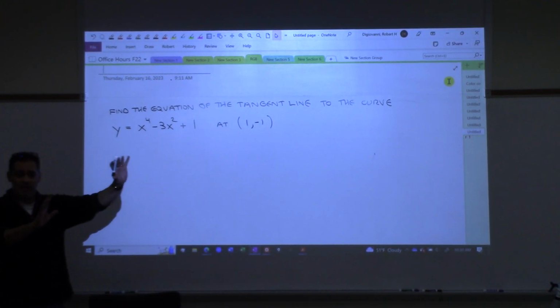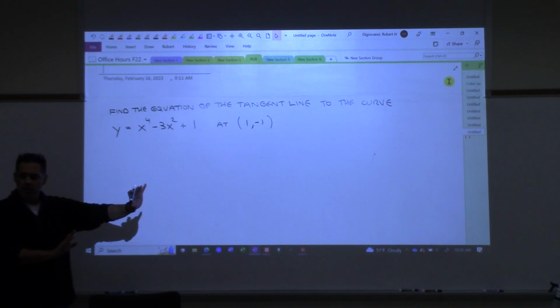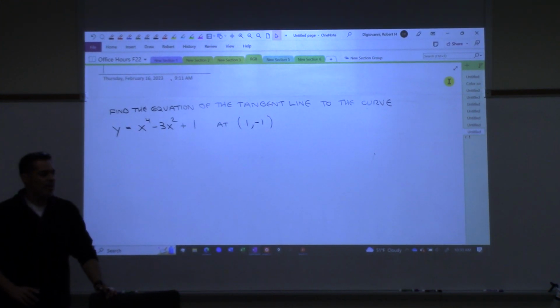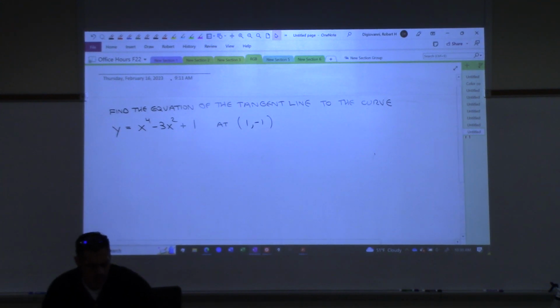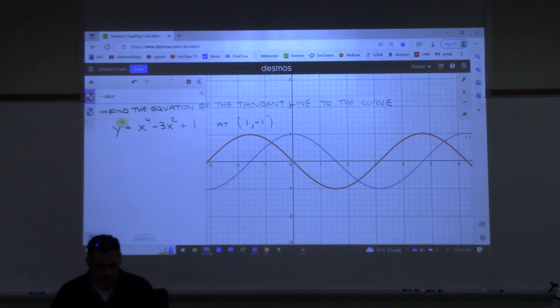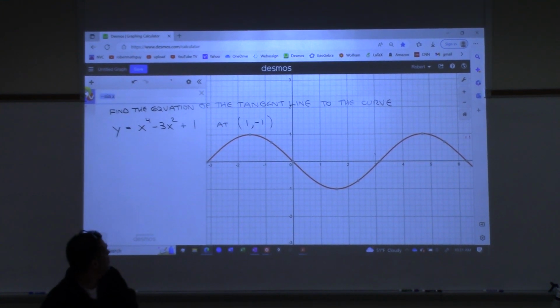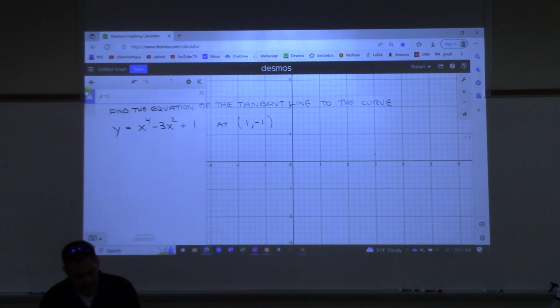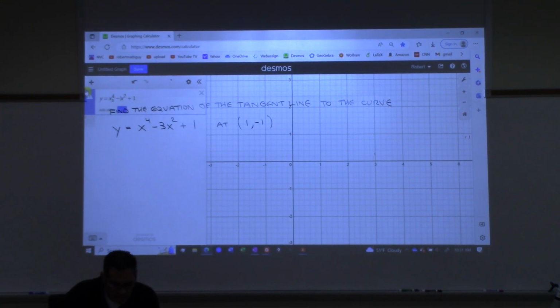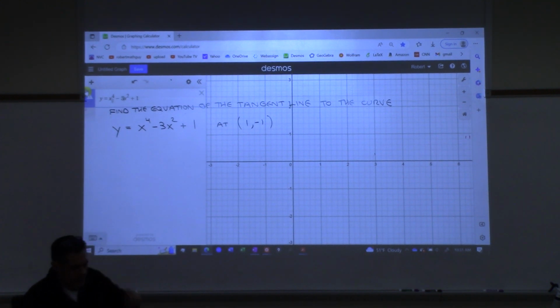Okay, so we're going back to kind of the beginning of things when I was asking you to do this, right? Trying to find the equation of the tangent line to that curve at a certain point. So I'm going to go to my graphing software here real quick. I'm going to graph this. Y equals x to the 4th minus 3x squared. That's all messed up, isn't it? Plus 1. What did I do? There we go.